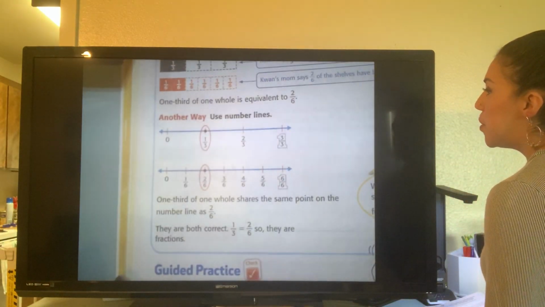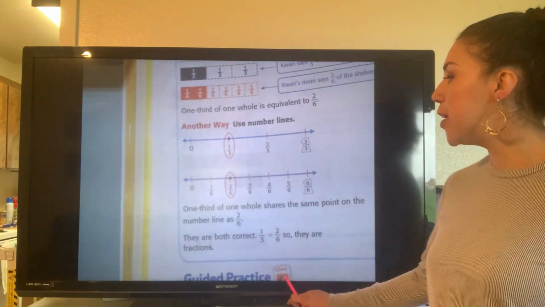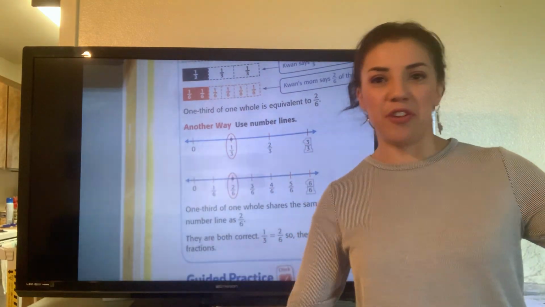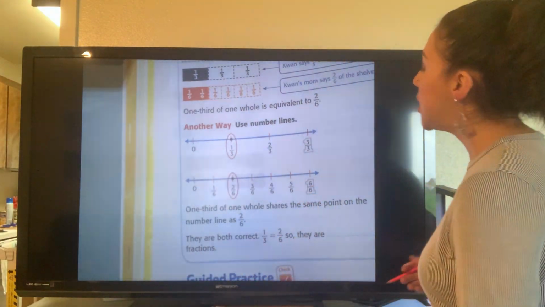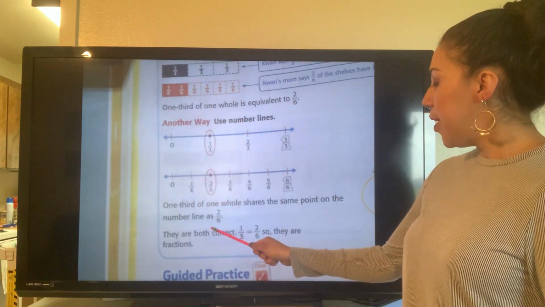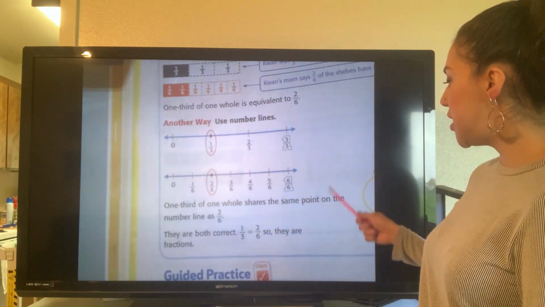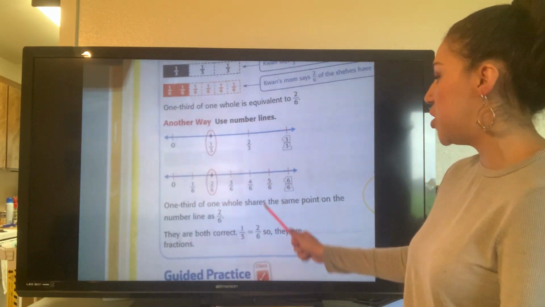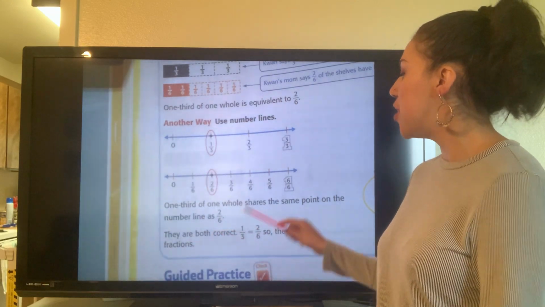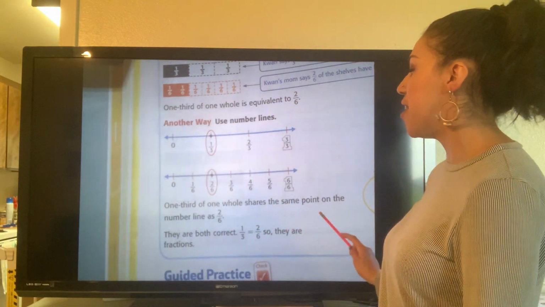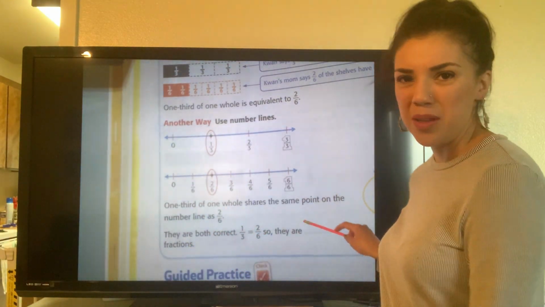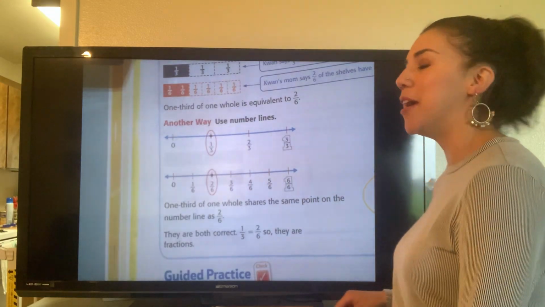So let's skip to a number line, because you can also use a number line to see where fractions are and if they're equal or equivalent or not. So here they show you 1/3 of one whole shares the same point on the number line as 2/6. They are both 1/3. They are both correct. 1/3 equals 2/6. I think they meant to put they are equivalent fractions.